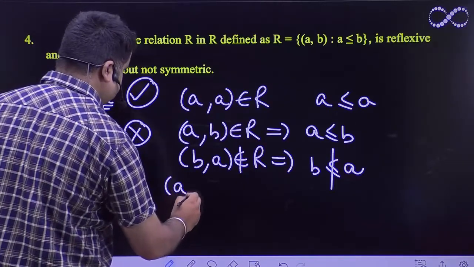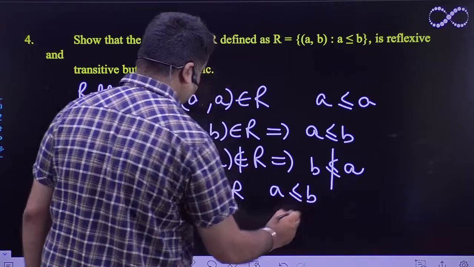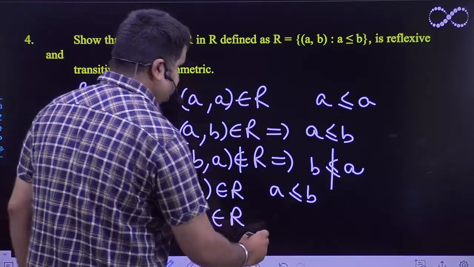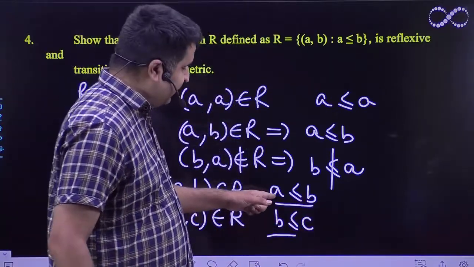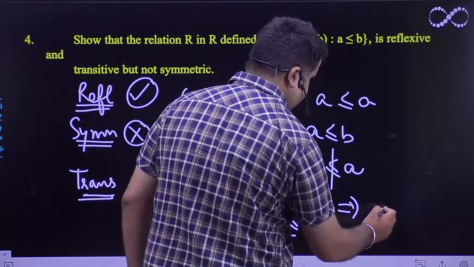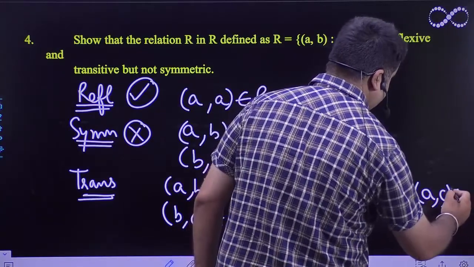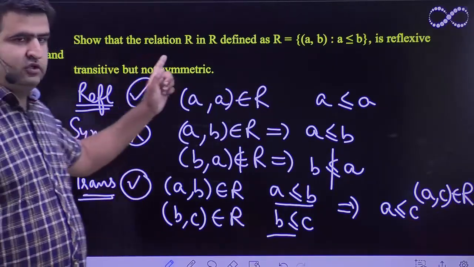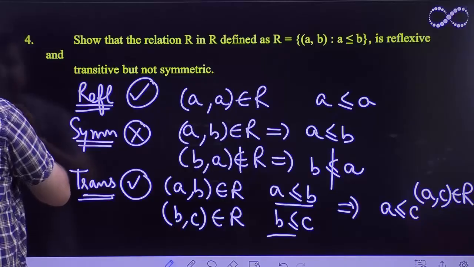Now if (A, B) belongs to R, therefore A is less than equal to B. If (B, C) belongs to R, that means B is less than equal to C. Now from both these inequalities, we can infer that A is less than equal to C. Since A is less than equal to B and B is less than equal to C, these both imply that A is less than equal to C, which means (A, C) belongs to R. So therefore this is transitive and reflexive but not symmetric. So this was what we had to show in this question. So hence proved, and let's move on to the next one.